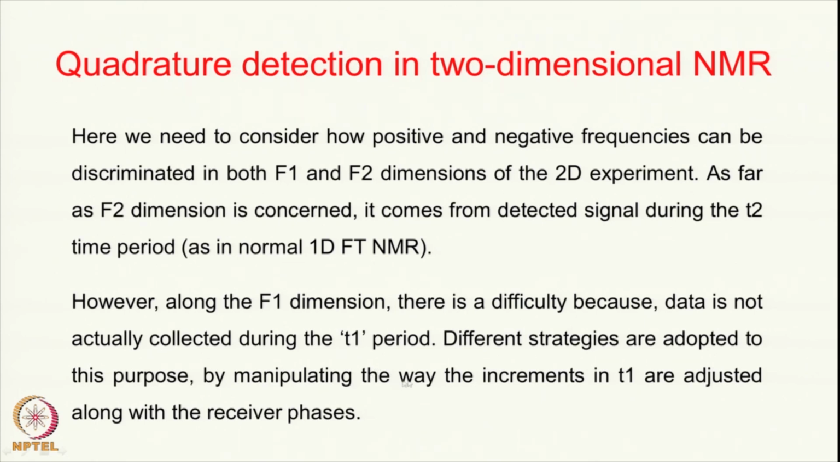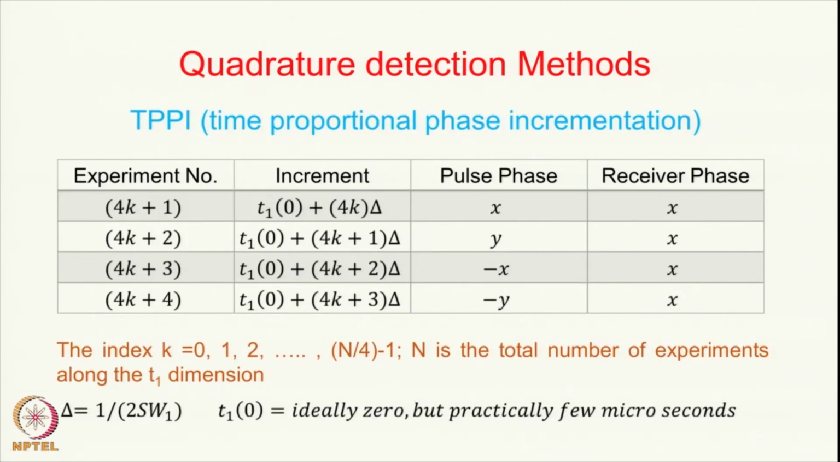This is achieved by manipulating the way the increments in T1 are given, so they are adjusted along with the receiver phases in your experiment. There are 3 different methods to do that. We are not going to go into the theory of this, but we will only see the way these things are done. The first method, the quadrature detection method, is called time proportional phase incrementation.